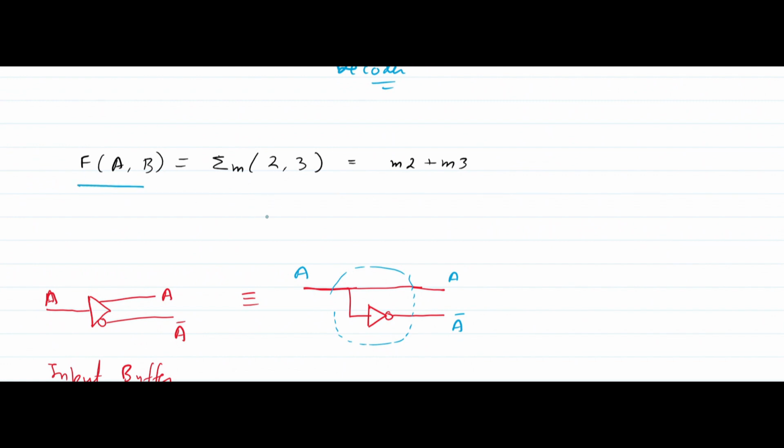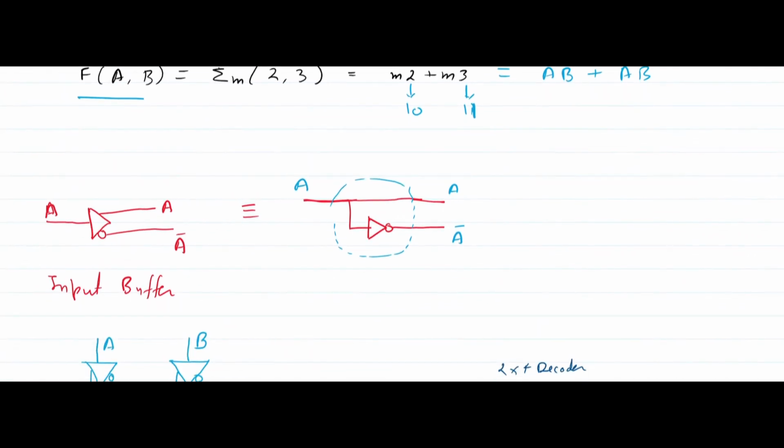Suppose I want to implement function F(A,B), which is nothing but summation m(2,3). It is a standard SOP form, and this summation m(2,3) is nothing but m2 plus m3, minterm 2 plus minterm 3. Minterm 2 is 10 in binary, 3 is 11. Inputs are A, B in order. So it is nothing but AB bar plus AB, because 1 0, 1 1. Here 0 means B bar, 1 means A, and similarly 1 1 means AB.